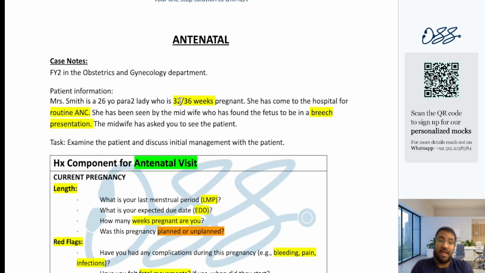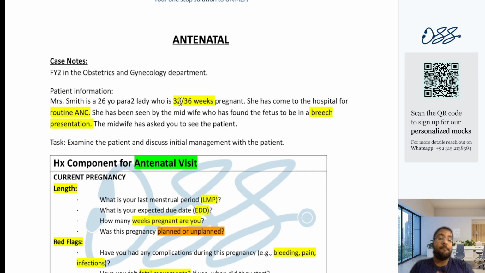Okay, and you would have to do some maneuvers like the external cephalic version, or you may have to go for a C-section, or you may have to check if a normal labor with the breech presentation is possible in this particular woman. Okay, so for 36 weeks, the management approach is that you admit the patient for further management and for observation.